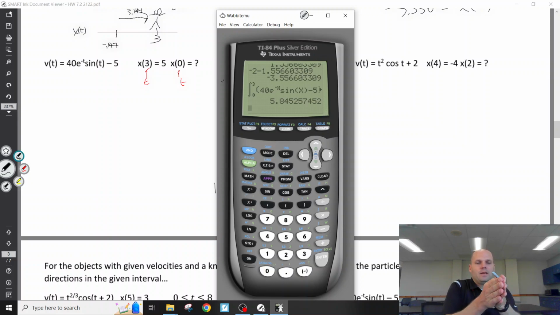Okay, so if between my start and my finish, I move to the right 5.845, and I know I ended at the position of 5, well, if I move to the right to get to that ending, then go to the left to know where you start. Subtract. Do the opposite.